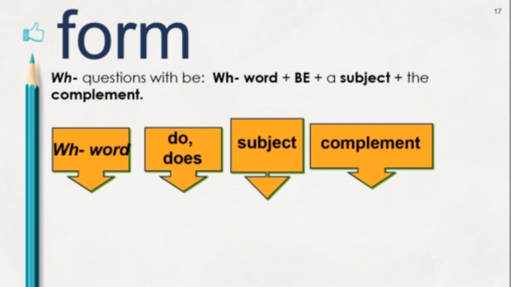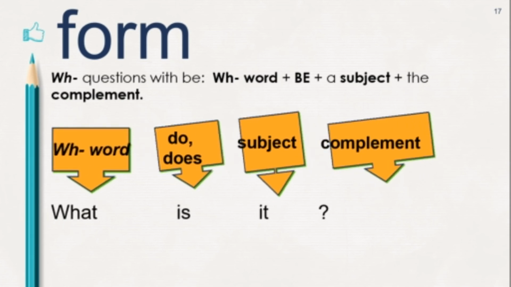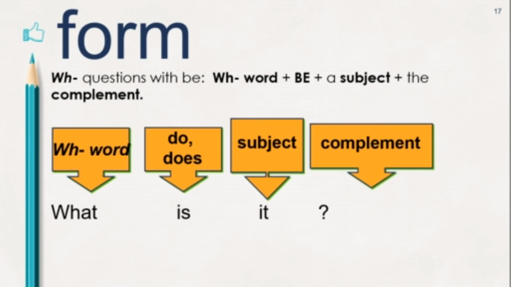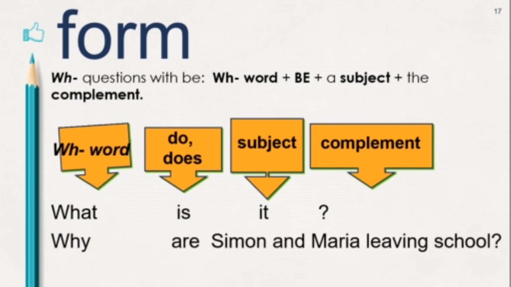If we use the verb be, the structure is the same as when we are asking questions with verb be, but the question word is at the beginning of the sentence, in this case, of the question. So, what is it? The structure is the question word. Oh, I made a mistake in here. It's not do or does, it's the verb be. Then we have the subject, and then we have the complement, if there is a complement. Why are Simon and Maria leaving school?